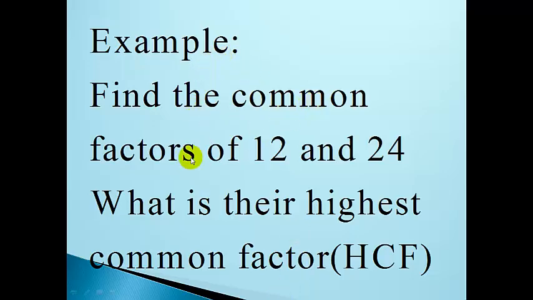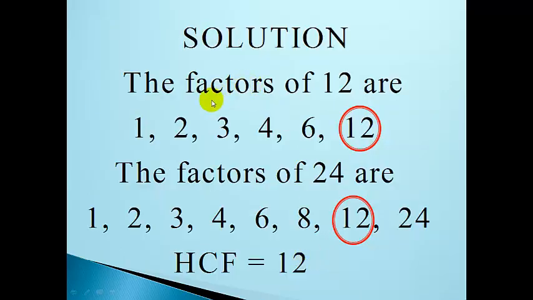Example, find the common factors of 12 and 24. What is their highest common factor? Now let's look at how we can solve this problem. The factors of 12 are 1, 2, 3, 4, 6, and 12.